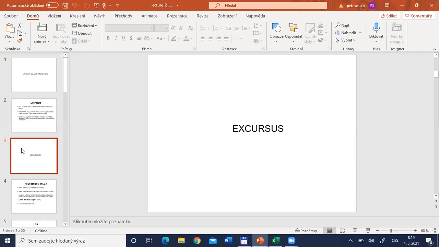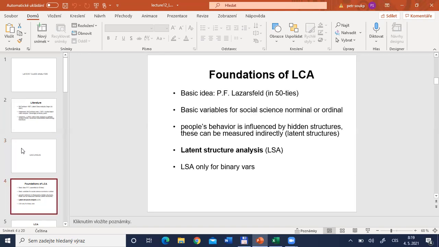Only if I mention some dates. Factor analysis was established at the beginning of the 20th century. For the establishing of latent class analysis or latent structure analysis, social scientists had to wait approximately 50 more years. So we are somewhere at the end of the 60s. That's only for you to know. So here we have some basic notes from this historical excursus.